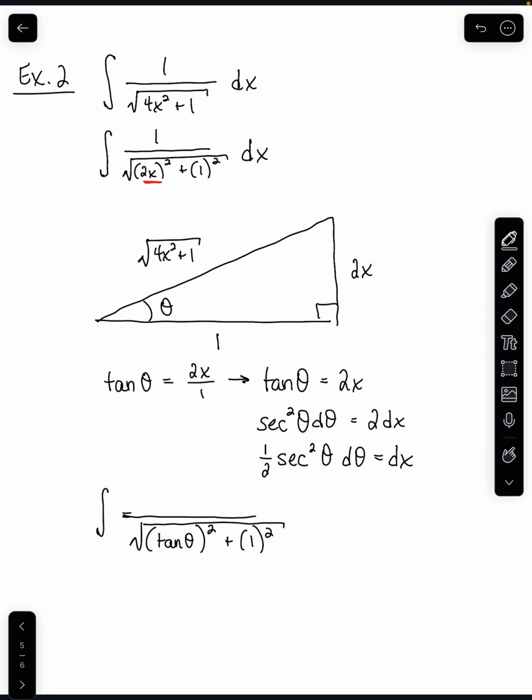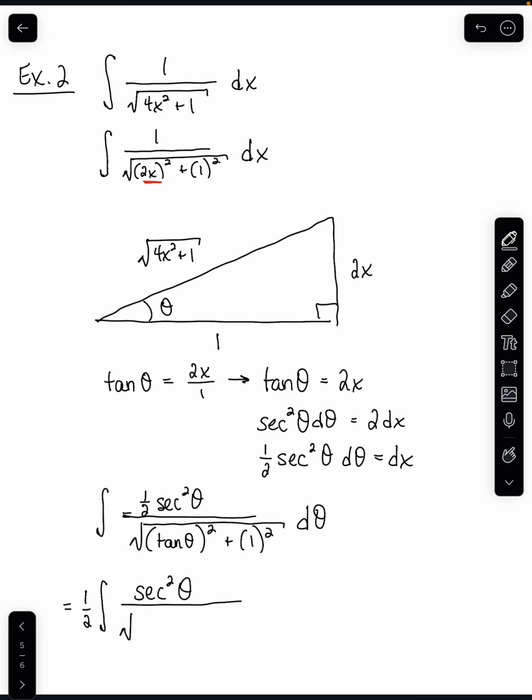The dx can be taken out and replaced with 1/2 secant squared theta d theta. Now it's a matter of cleaning this up. We can bring the 1/2 in front. That gives us secant squared theta in the numerator.